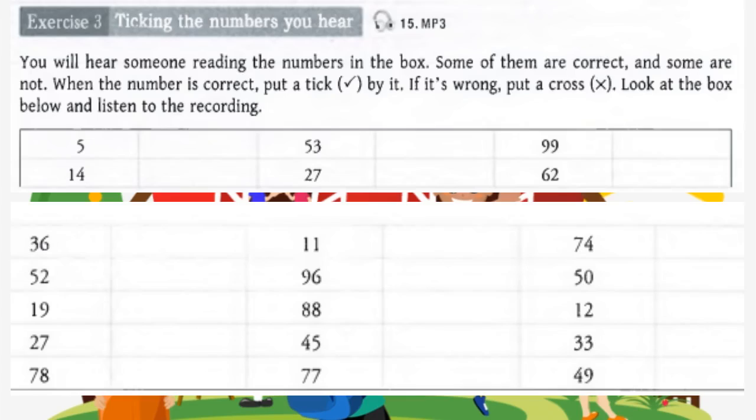5, 63, 99, 40, 27, 52, 36, 11, 74, 52, 93, 60, 19, 88, 12, 26, 35, 43, 78, 77, 49.